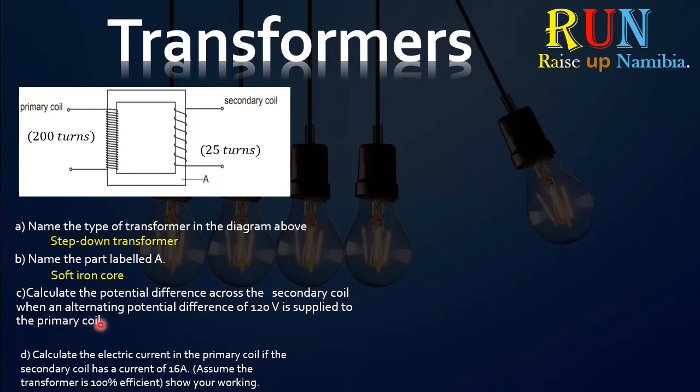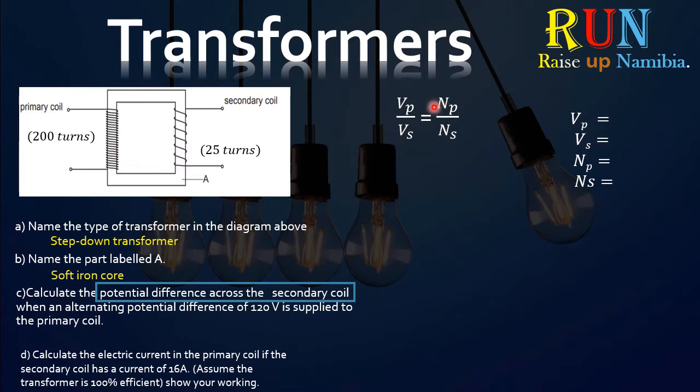Okay, now for such questions, you always want to make sure, what are you asked to calculate? You're asked to calculate the potential difference across the secondary coil. Now that you are sure, for this type of question, we use this formula. I recommend you memorize this formula. And then when you're asked to calculate something, you just make that specific something the subject of the formula. For example, this potential difference across the secondary coil.